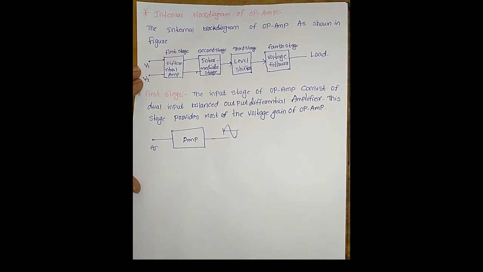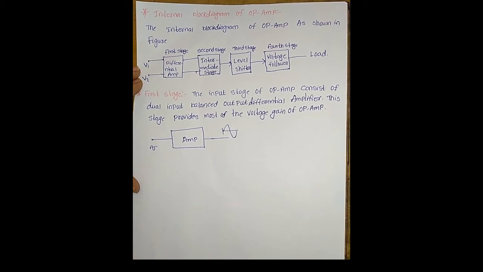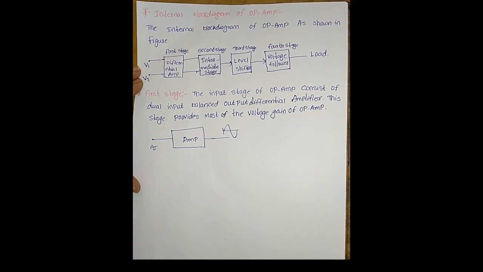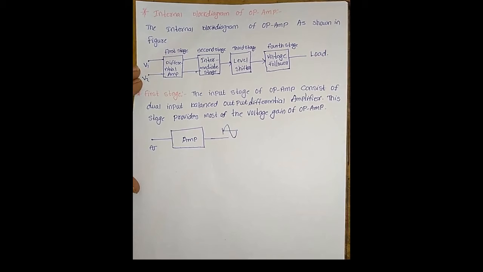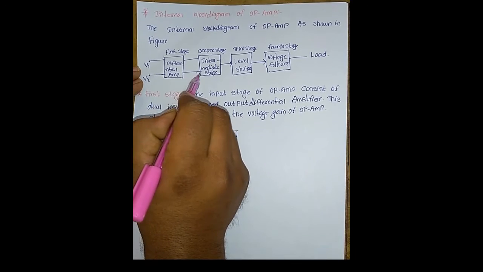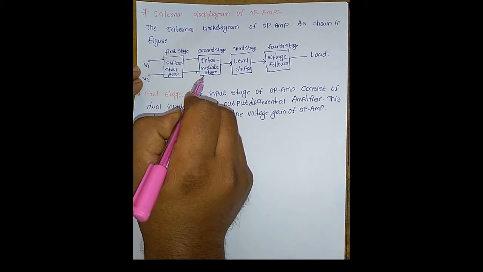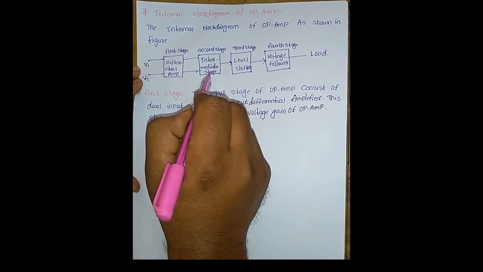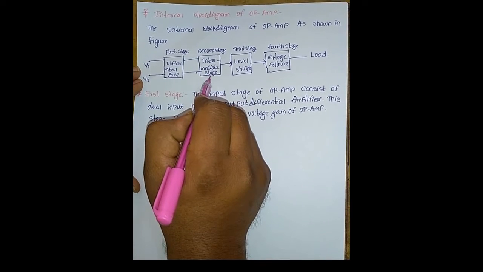Good morning to all. Today we are discussing the internal block diagram of the operational amplifier, which I show in the figure. In this, the first block is the differential amplifier. Its output is given to the intermediate stage, and here in this intermediate stage also we are using a differential amplifier.